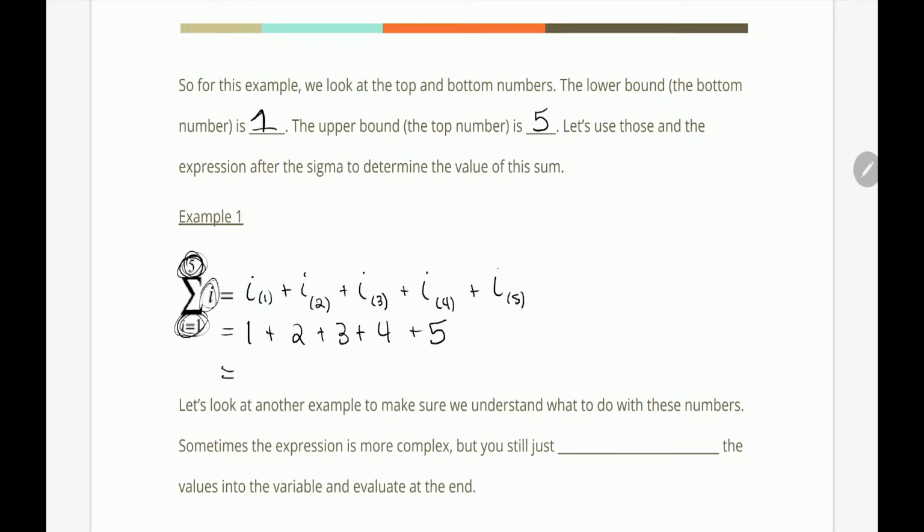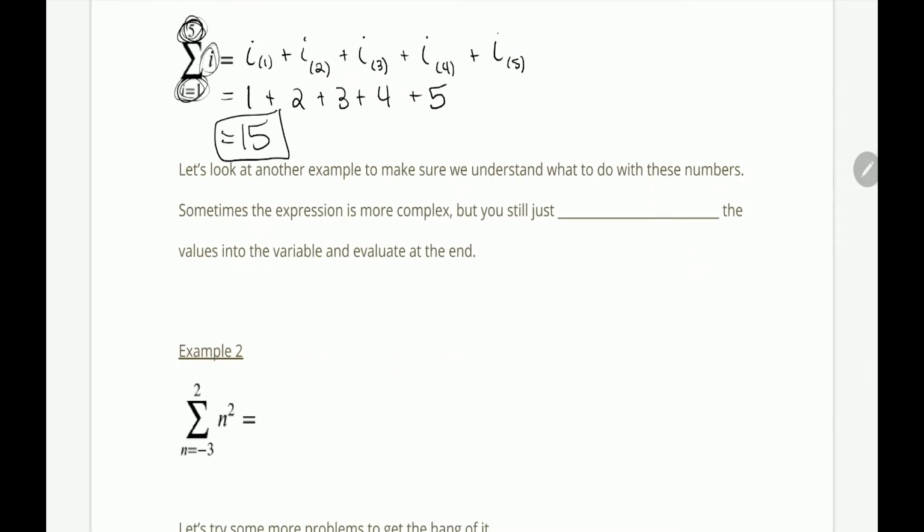So if we actually add all of these together, 1 plus 2 plus 3 plus 4 plus 5, we're going to get 15. So that's the answer to this. That's what this means. We're taking the numbers, whatever number you have from 1 to 5, and we're just adding them together.